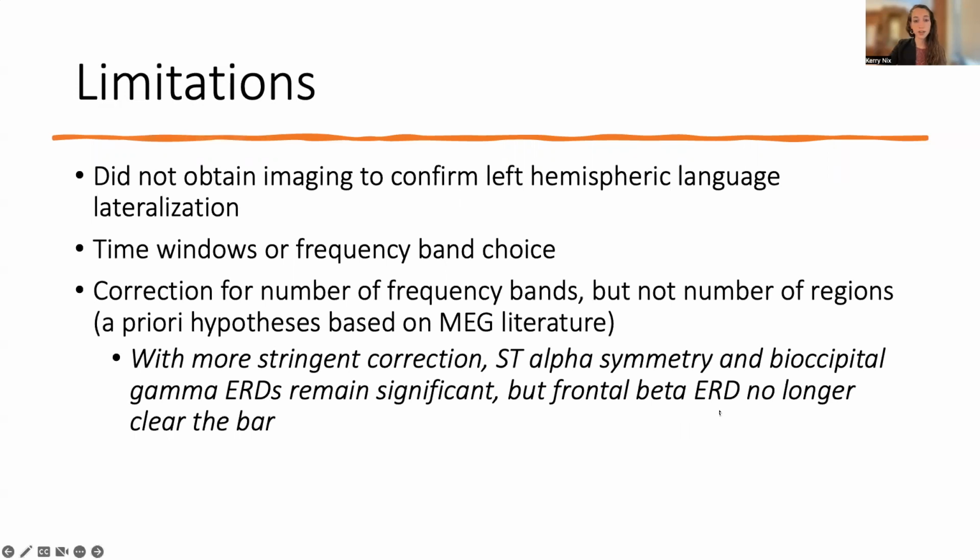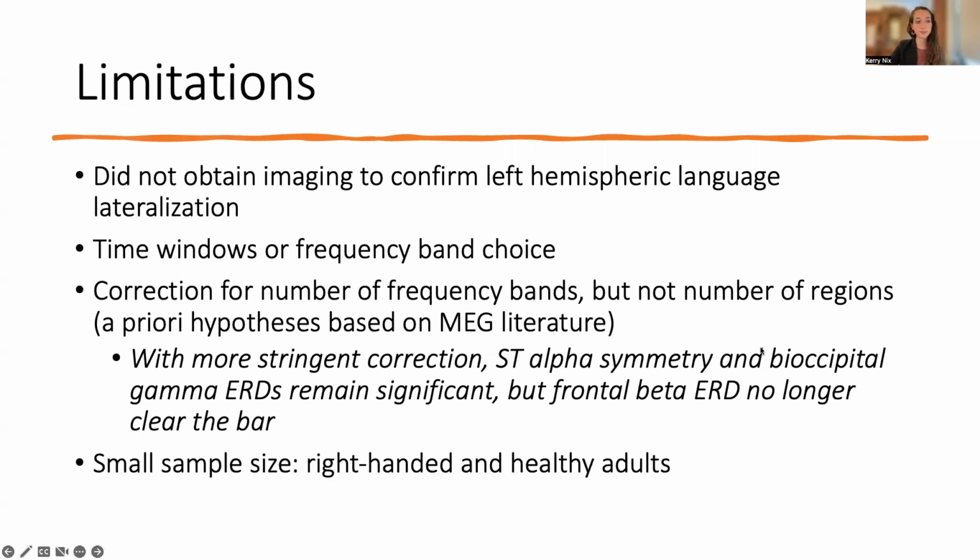Further, we corrected for the number of frequency bands, but not the number of regions, because we had a priori hypotheses based on MEG literature about how each region would respond. But if we applied a more stringent correction, the results that would remain include the superior temporal alpha asymmetry, and the bifrontal and bioccipital gamma ERDs would remain significant. However, the frontal beta ERD findings would no longer clear the bar. And as frontal beta ERD has been reported in the MEG literature, it might still be reasonable to explore how reliable these frontal changes are that we observe in future EEG studies.